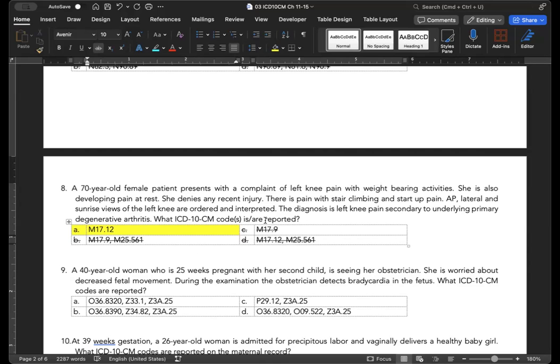And then our CPT codes are going to be the X-rays that are ordered, the AP, the lateral, and the sunrise views of the X-rays. Okay, good question. Any other questions or thoughts on that one?